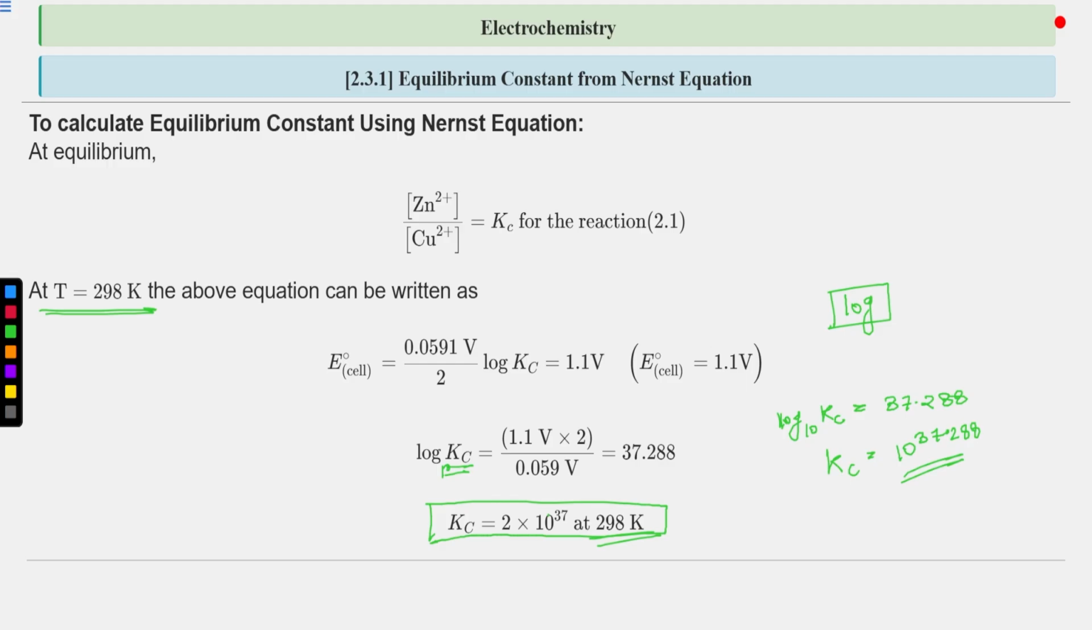What we have studied is how to calculate the equilibrium constant using the Nernst equation. This is how you can calculate the equilibrium constant for a reaction. I suggest that you study logs: how to convert them, what the values of logs are, and what the properties of logs are. You can consider the mathematics subject, because logs are covered there, and they are also part of the JEE syllabus.